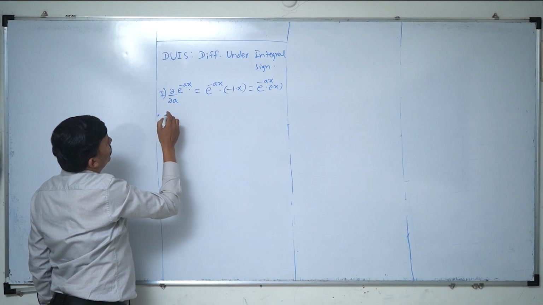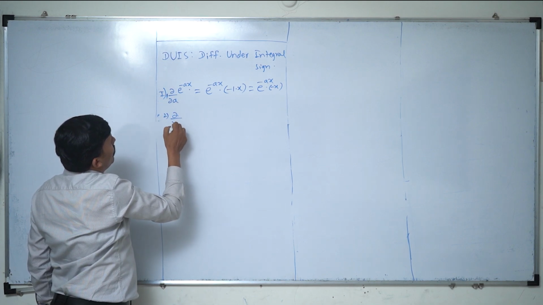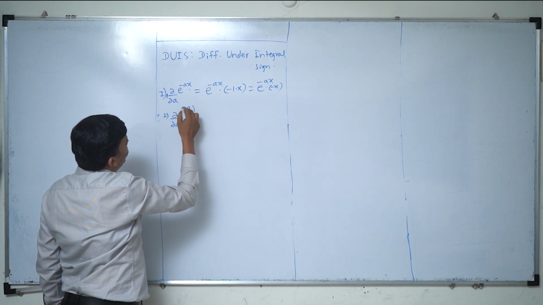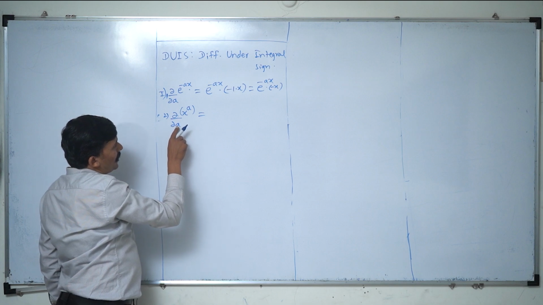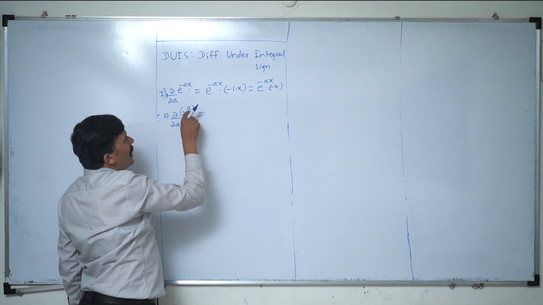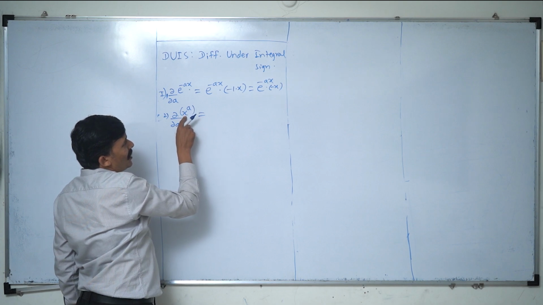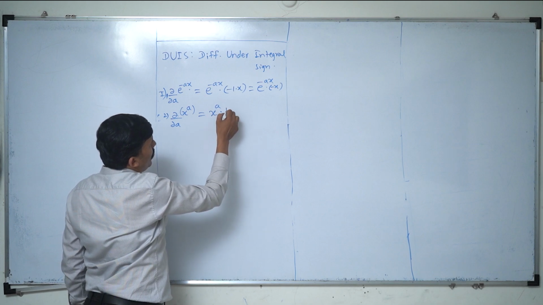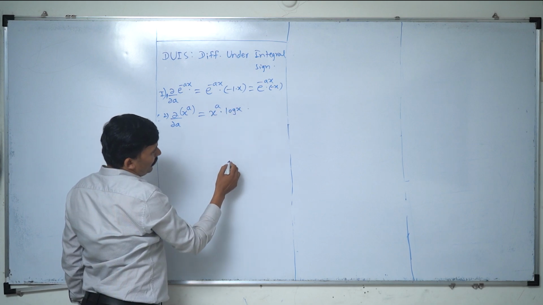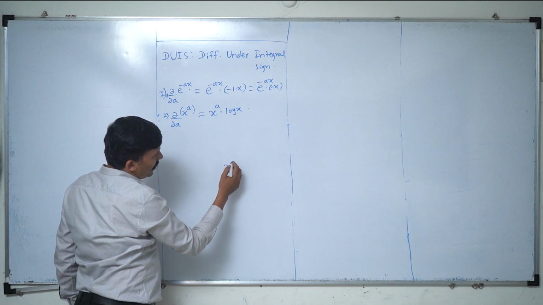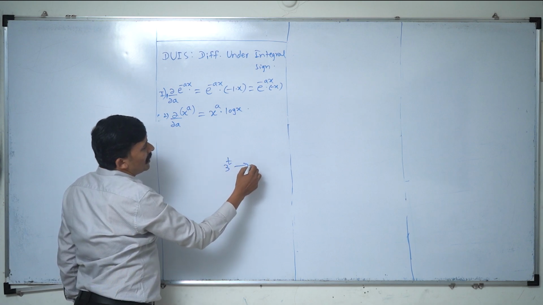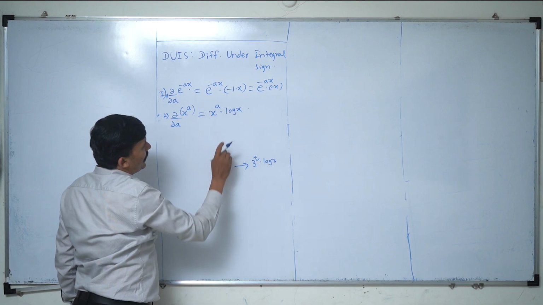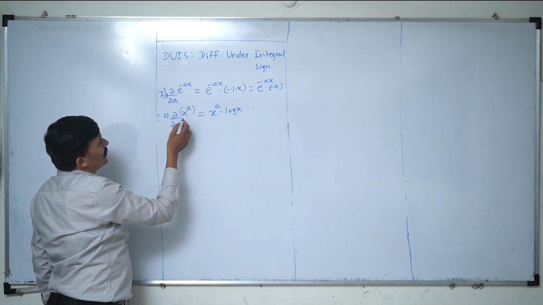Second formula we require: derivative of x raised to a. Now differentiation with respect to a, and a is in the power of x, that means here x is constant. Constant raised to variable, its differentiation is x raised to a into log x. We have done this in 11th and 12th standard: derivative of 3 raised to t is 3 raised to t into log 3. Same way you can write it down here. So this is the second formula.